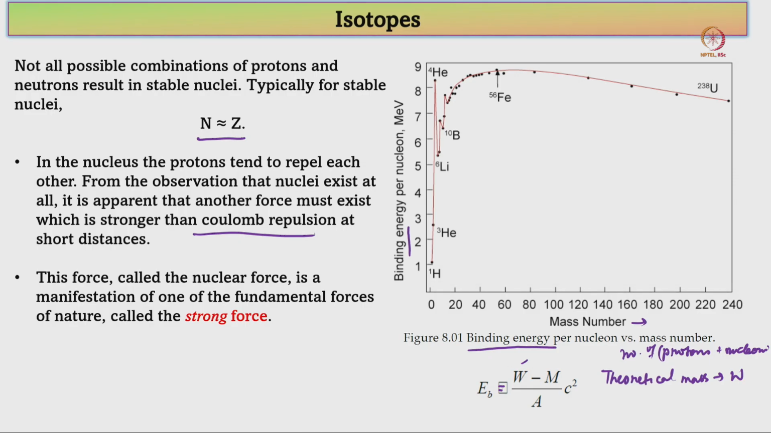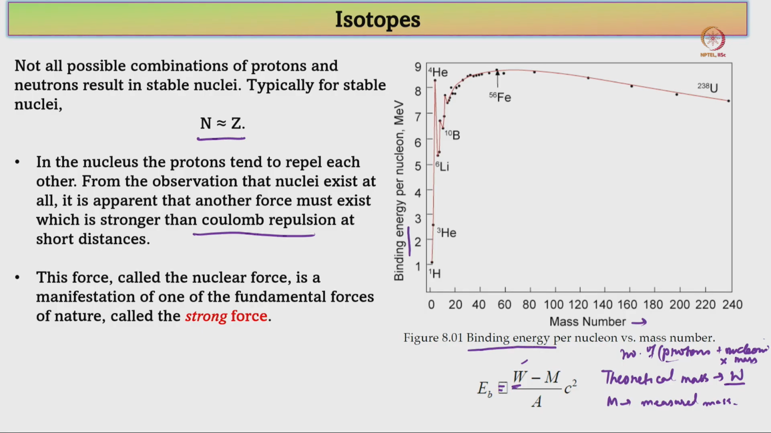This theoretical mass I get by summing the number of protons and neutrons multiplied by their masses, the mass of a proton and the mass of a neutron. You multiply with the proton and neutron masses and then you get the weight. That is W, and m is the measured mass, which will be a very slightly different value.